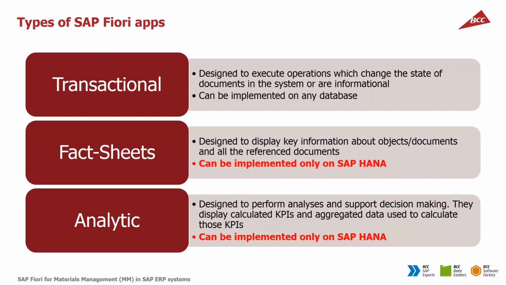In contrast, the other 2 types of applications, fact sheets and analytic apps, can be implemented only on SAP HANA database. Fact sheet apps are designed to display some key information about objects and the documents and all the reference documents. They present some overview, and they are used with full text search. Analytic apps, on the other hand, are designed to perform some analysis and support decision making. They display calculated KPIs and aggregated data used to calculate those KPIs. And please remember, fact sheets and analytic apps can only run on SAP HANA database.